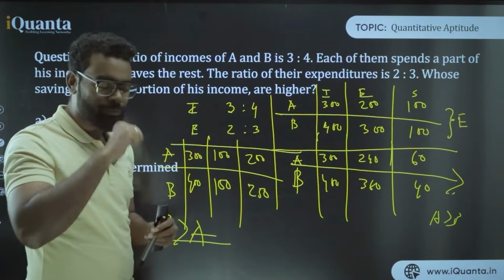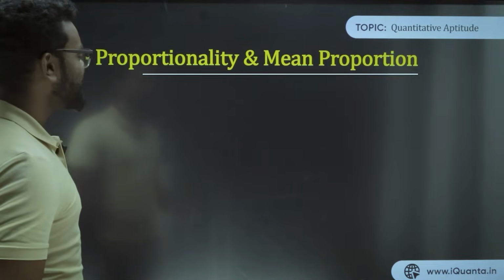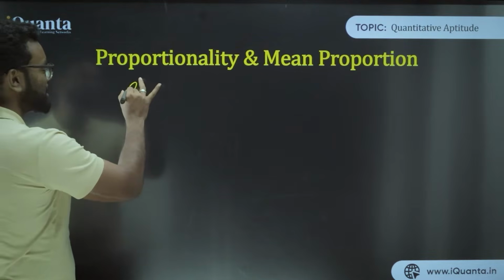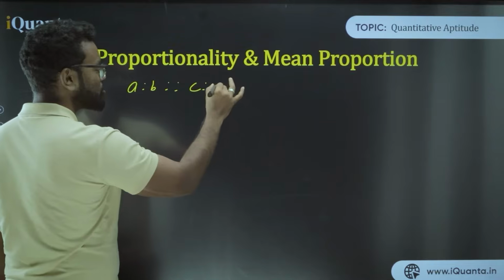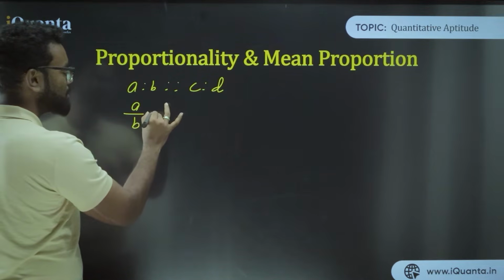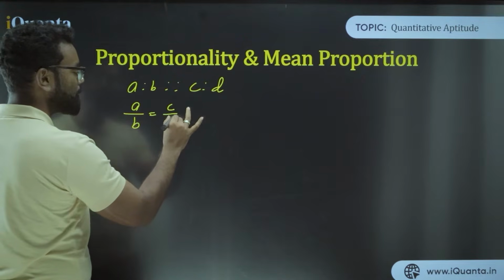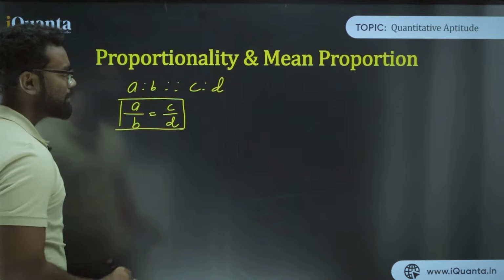So let's go for the next one. Now it is proportionality and mean proportion, obviously. Now what do you mean by A, B, C, D are proportional? That means A is to B is the same as C is to D. So I can write A upon B is nothing but C upon D. That is the meaning of A, B and C, D being proportional, right?